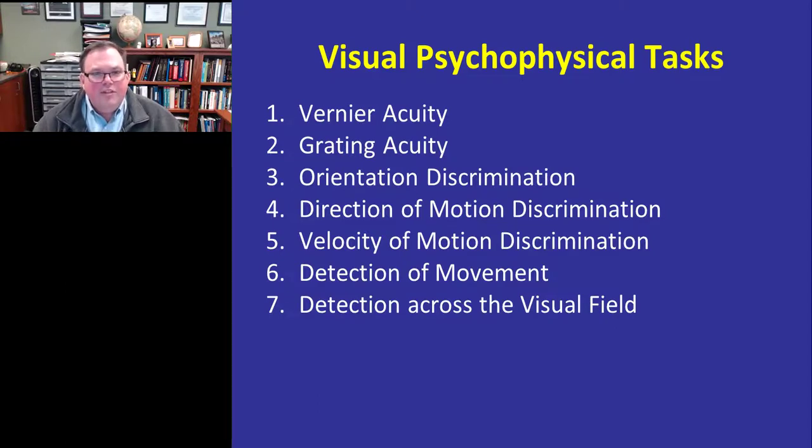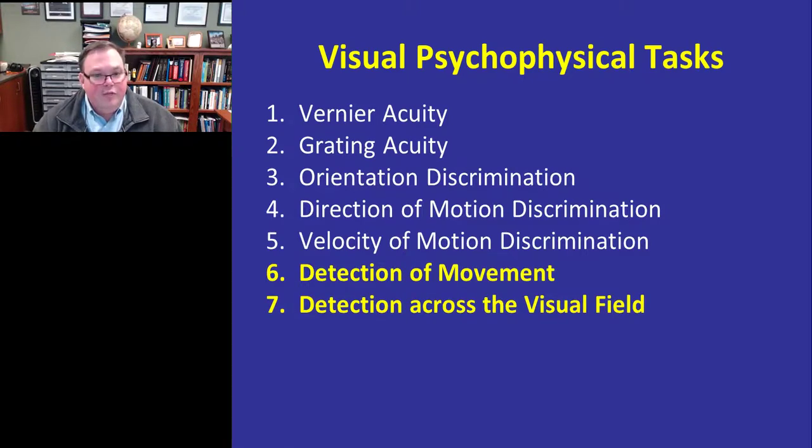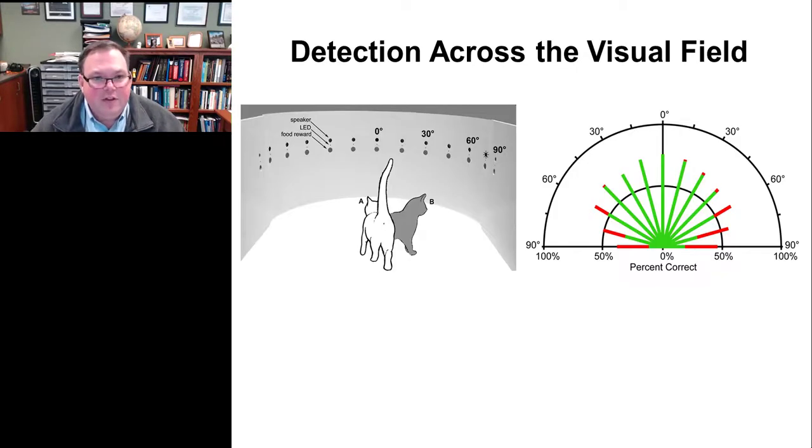In this study, we're going to look at 7 different psychophysical tasks: vernier acuity and grating acuity to look at sharpness of vision, orientation discrimination, the direction of visual motion, velocity of motion discrimination, the detection of movement, and detection across the visual field. To cut to the chase, of all these 7 tasks, most were the same between both the hearing and the deaf populations, but the 2 that were different were the detection of movement and detection across the visual field. For these 2 tasks, the deaf animals had an advantage or superiority to the hearing animals. So let's look at those 2 tasks specifically.